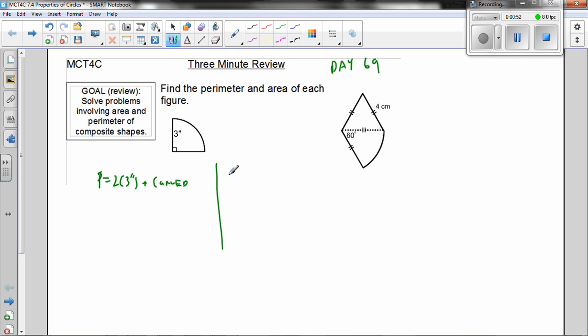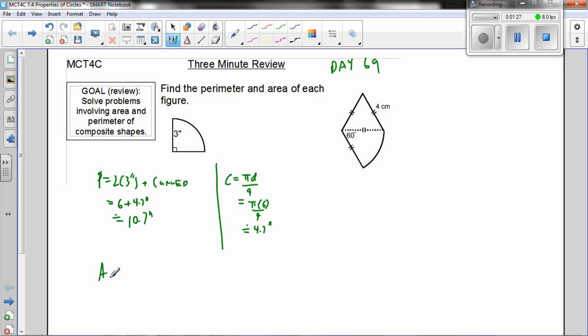So the curved part is pi times the diameter, which is the circumference all the way around a circle, and then all we have to do is divide that by 4. That is pi times the diameter, 6, divided by 4, which is about 4.7 inches. And that's 6 plus 4.7 inches, which is about 10.7 inches.